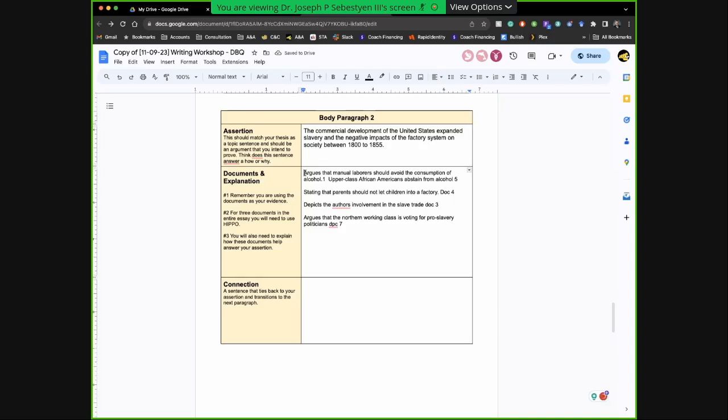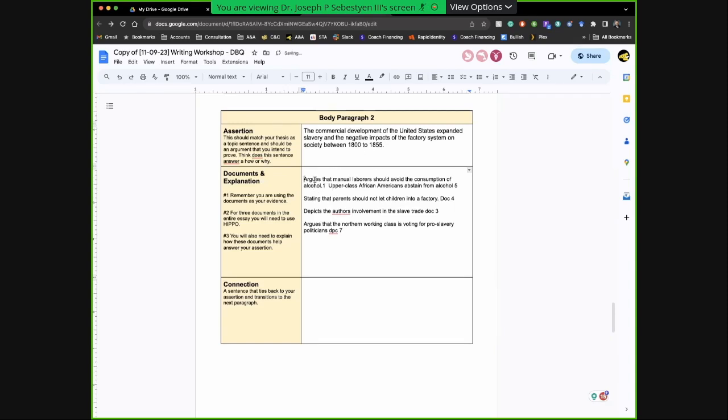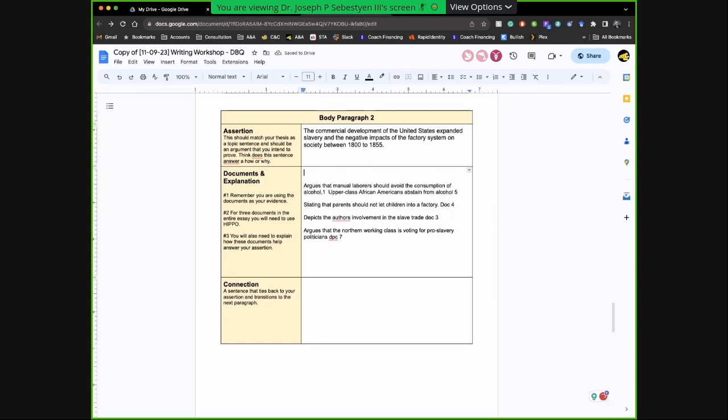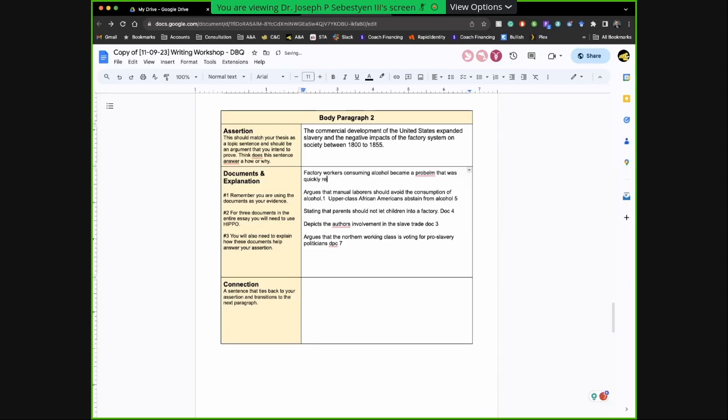So the commercial development of the United States expanded slavery and the negative impacts of the factory system on society between 1800 and 1855. Alcohol, factory workers consuming alcohol became a problem that was quickly recognized in society. It slowed down efficiency of workers and provided safety threats.